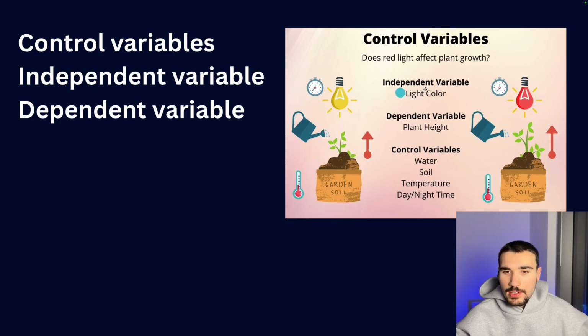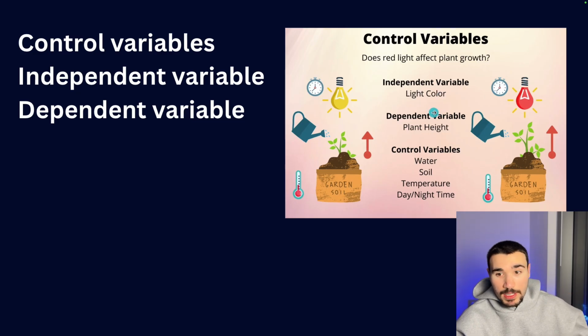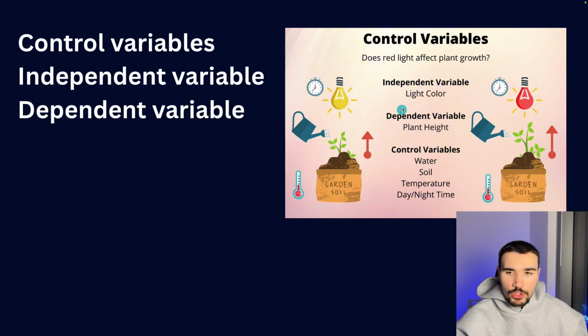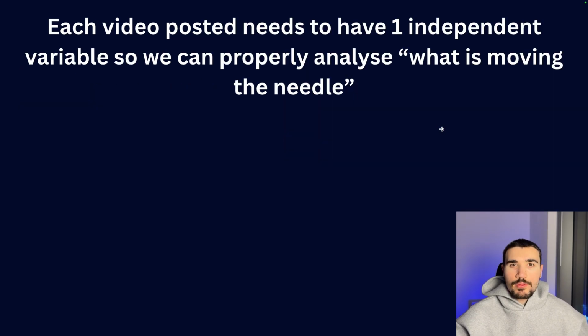If we look at this simple plant growth experiment on the right hand side, the independent variable is the light color, because that is what's changing every single experiment, but the dependent variable is the plant height, as that is what we're measuring for. And the control variables are water, soil, temperature, and whether it's day or night. Once you do this experiment, you'll be able to come to a logical conclusion as to what color of light determines what plant height. So if we look at this from a social media standpoint, each video posted needs to have one independent variable so we can properly analyze what is actually moving the needle.